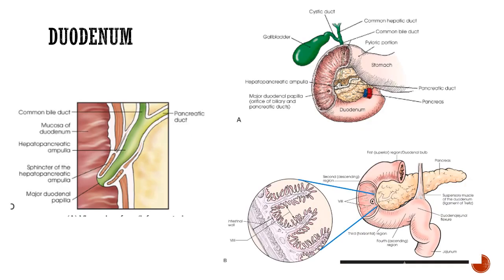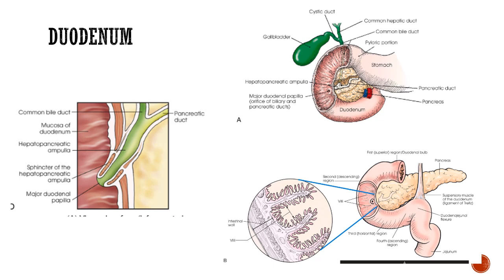This is an image of the common bile duct showing where it empties into the duodenum from the major duodenal papilla. We can see the pancreatic duct and the common bile duct, and then the hepatopancreatic ampulla. And then this area in pink here is the duodenum.